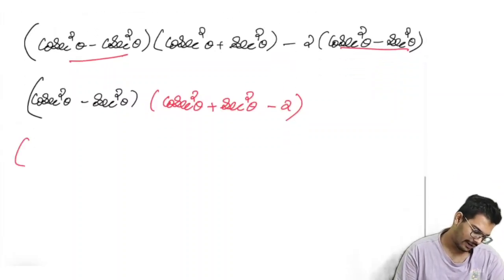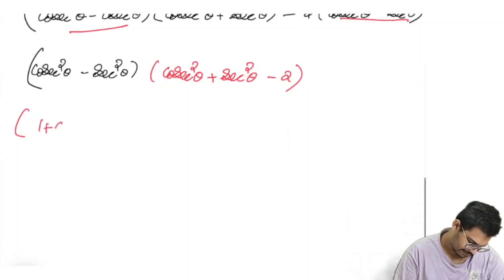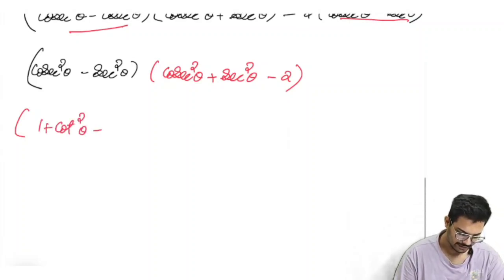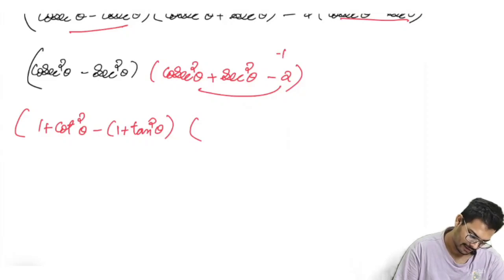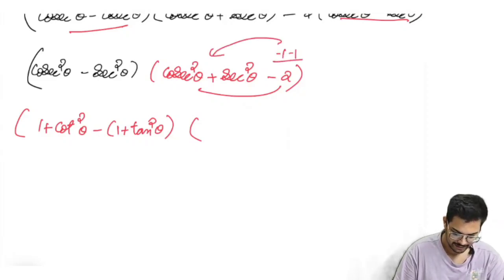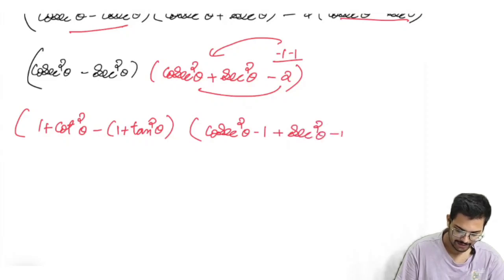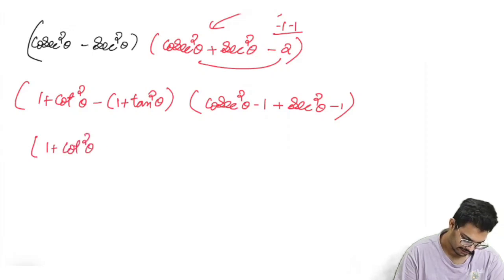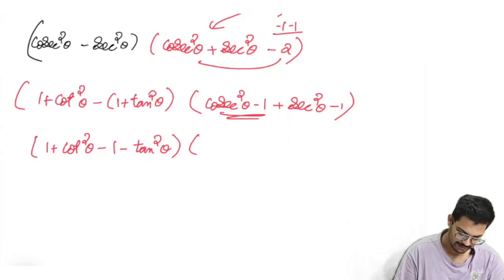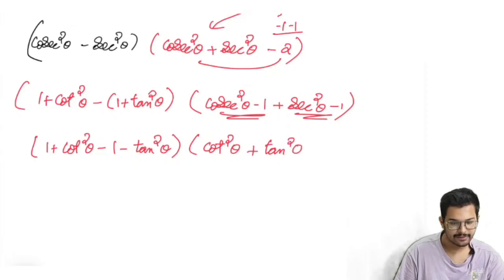Now you can write cosec square theta equal to 1 plus cot square theta, and sec square theta is 1 plus tan square theta, and here you can split this minus 2 as minus 1 minus 1, then you can rearrange it, then you will get cosec square theta minus 1 plus sec square theta minus 1. Now 1 plus cot square theta minus 1 minus tan square theta. What is cosec square theta minus 1? It is cot square theta, and sec square theta minus 1 is tan square theta.